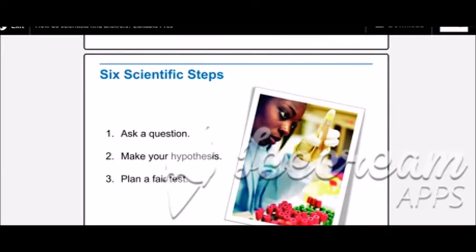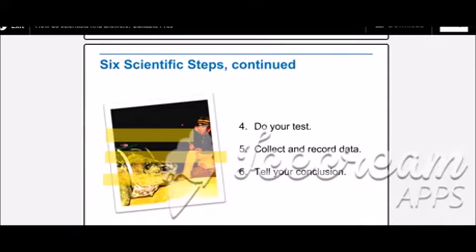Very well. As you heard in the video, we have 6 scientific steps. First, we ask questions. Second, we make our hypothesis. Third, we plan a fair test. Number 4, we do our test. Number 5, we collect and record our data. Number 6, we tell our conclusion. Do you remember the conclusion? Yes, of course. And now let's repeat the steps together.